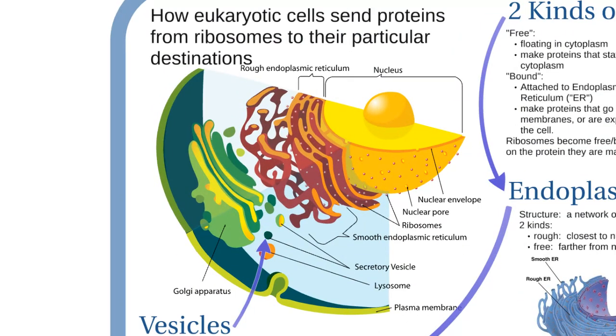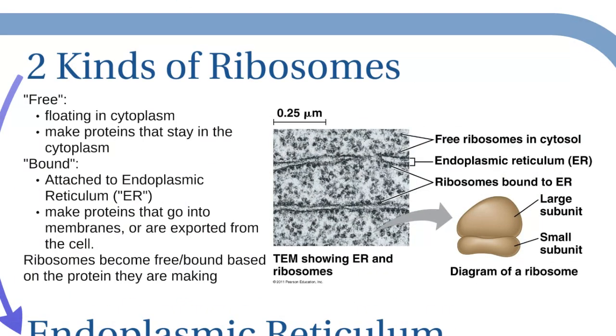Okay. Now, how eukaryotic cells send proteins from ribosomes to their destination can be found through the use of different organelles. So there's two kinds of ribosomes. First off, there's either free ones that are floating around in the cytoplasm. Those mostly make proteins that actually stay within the cytoplasm. They don't go anywhere else.